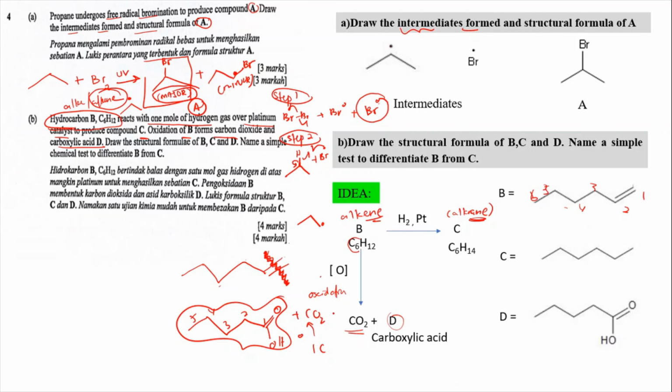Okay, and now we need to name a simple chemical test in order to differentiate B and C. So B is an alkene, and our C here is an alkane. So we can differentiate alkene and alkane easily using the bromine test. When there is bromine, the alkene is going to decolorize the reddish brown color, and the Br and Br are going to be inserted here. Okay, so this is how we're going to answer question number 4 of the past year question.